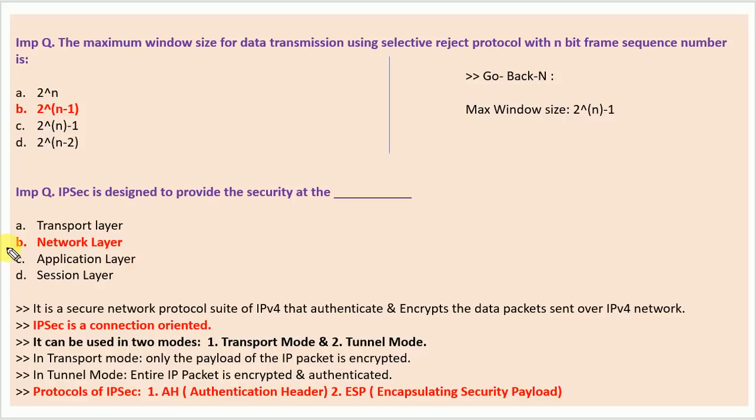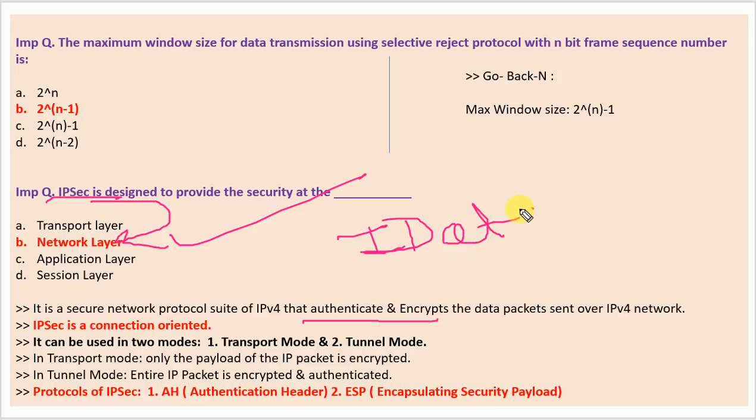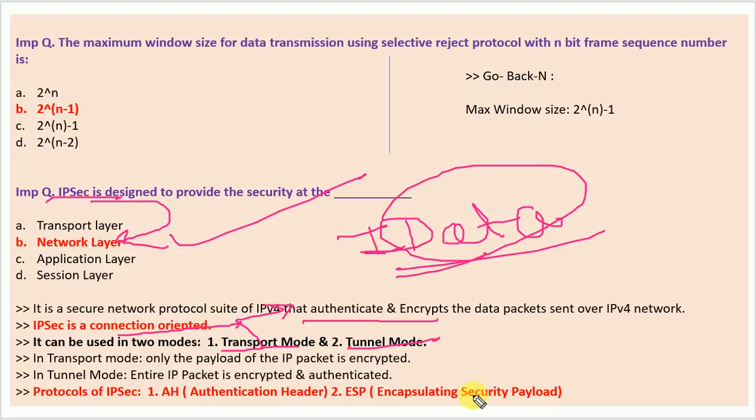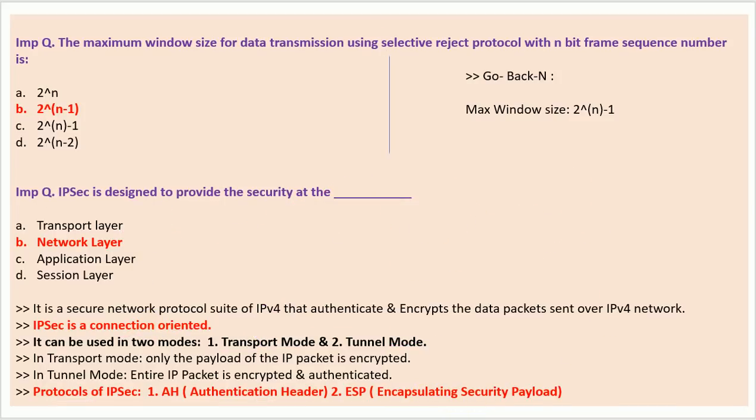So in a nutshell, understand that IPsec is associated with the network layer. It is used for authentication and encryption of an IP packet, the data packet that we have. It is a connection-oriented protocol. It works in two modes: transport mode and tunnel mode. In transport mode, only the payload is encrypted and authenticated. In tunnel mode, the entire data packet is encrypted and transmitted. The protocols for IPsec are authentication header and ESP, encapsulating security payload. So I hope this is sufficient for this question. Let's move to the next question.